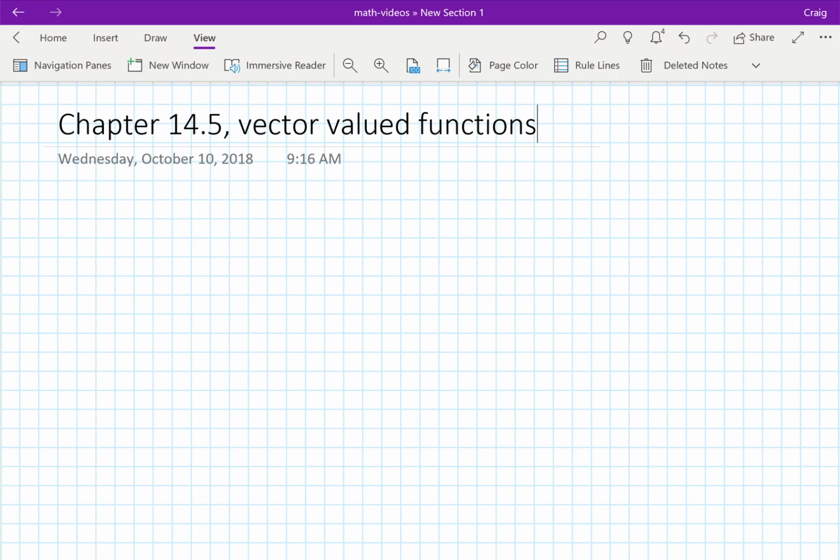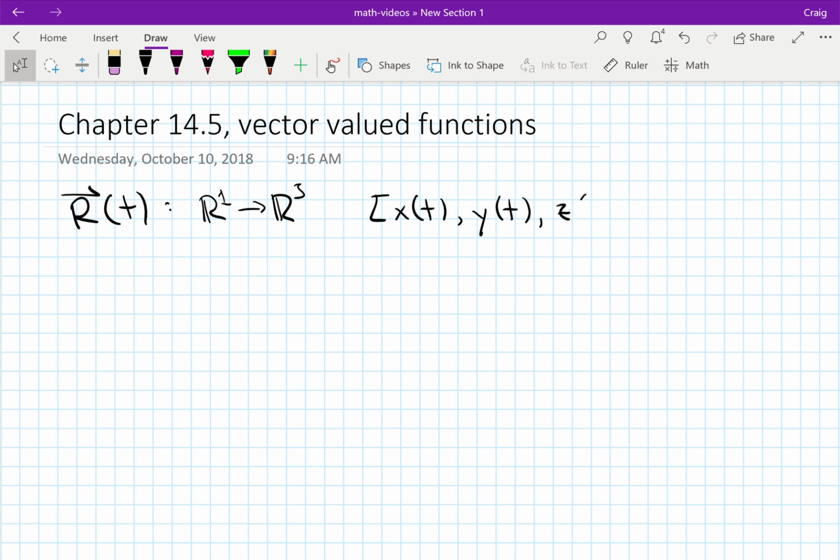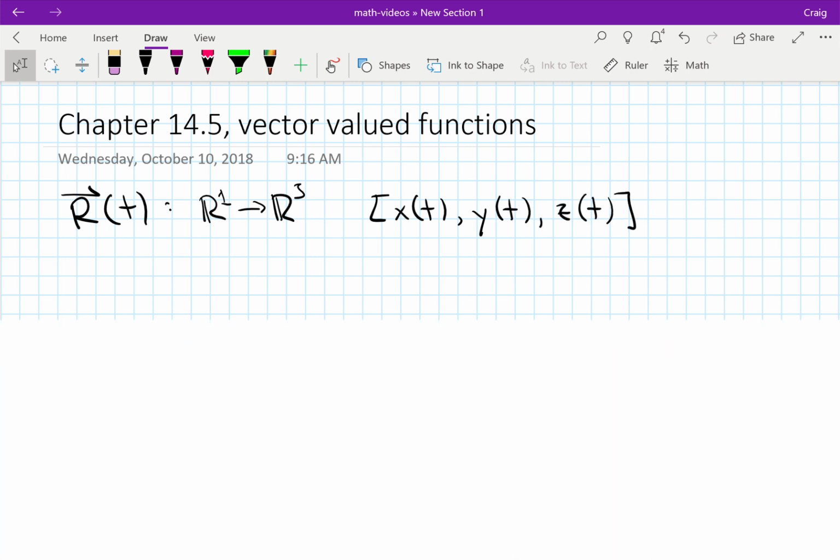The purpose of this video is to give a short overview of section 14.5 in the textbook on vector-valued functions. So a vector-valued function is essentially a triplet, we'll call r of t, which is a map from R1 to R3. So for instance, you can think of this as being the x, y, and z values of some trajectory as a function of time.